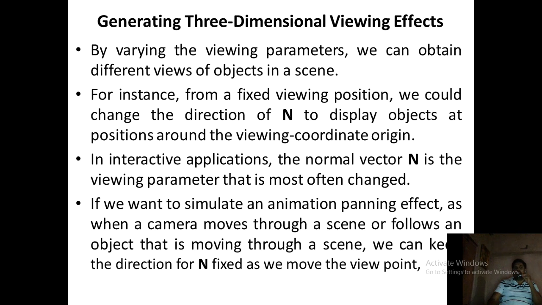By varying the viewing parameters, we can obtain different views of objects in a scene. That means how to generate three-dimensional viewing effects, right? For instance, from a fixed viewing position, we could change the direction of n to display objects at positions around the viewing coordinate system, right? For example, one object you have taken here, then that surface normal is from this, right?